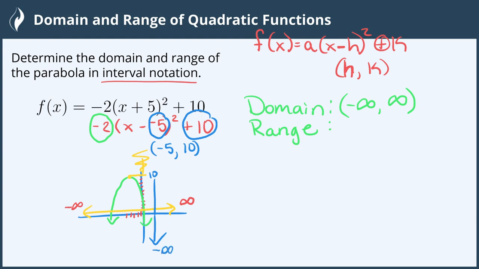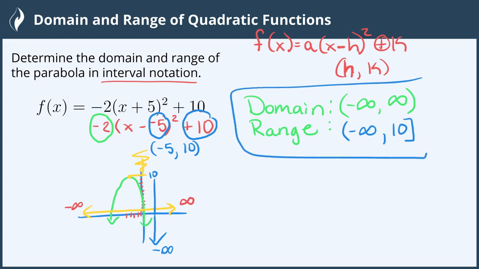Going from lowest to highest, that would start at -infinity, so our range starts at -infinity, and it ends at positive 10, and it includes the positive 10 because that vertex is included in the parabola, so to include that, we use a bracket. We now have domain and range in interval notation of this parabola, and we're all done.